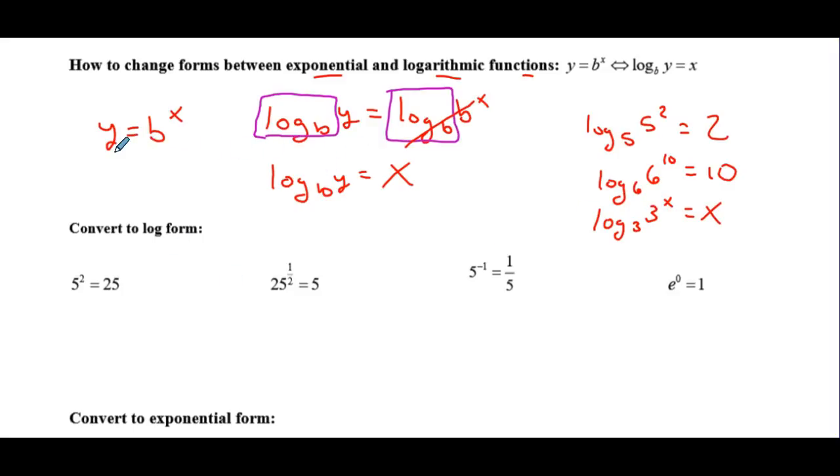And what happens here is, if you notice, I had a base b with an exponent of x equal to a y.